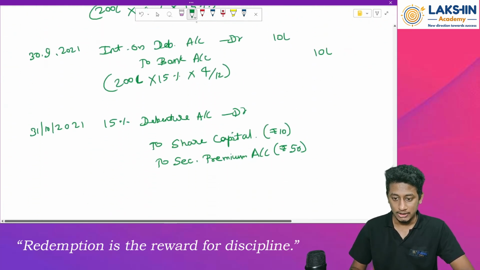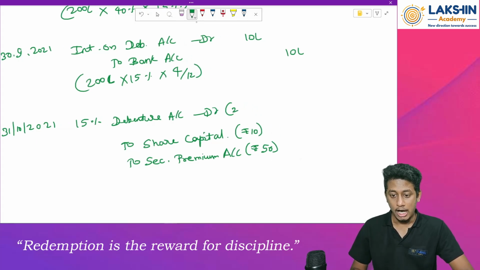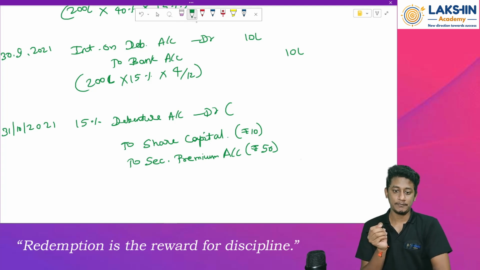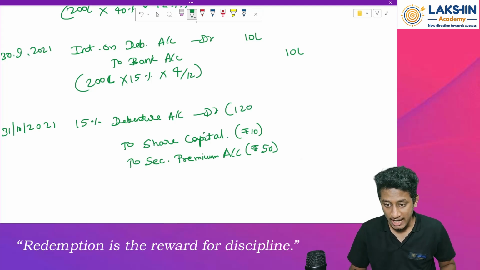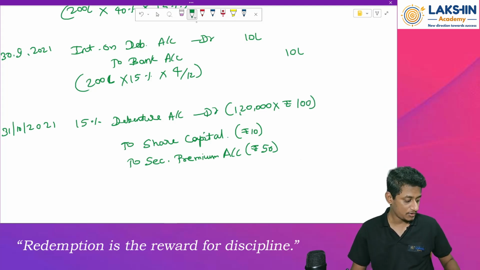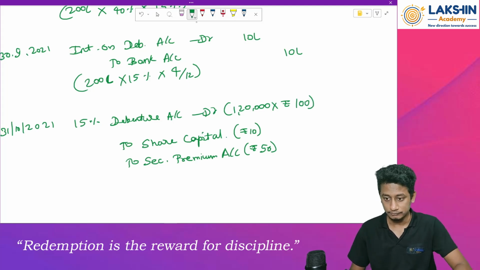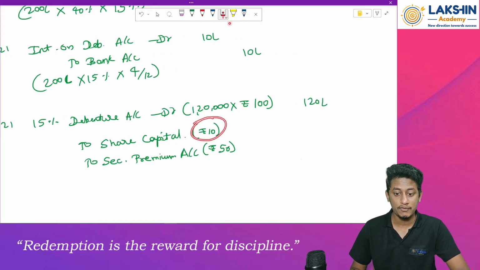Now this is rupees how much? How many debentures will be converted? Out of 2 lakh debentures, 60% will be converted. So it will be 1,20,000 debentures into rupees 100, that is 120 lakhs worth of debentures converted into equity shares of rupees 10 and rupees 50.